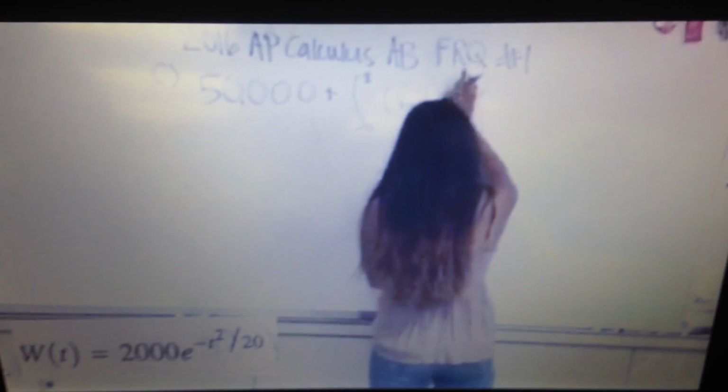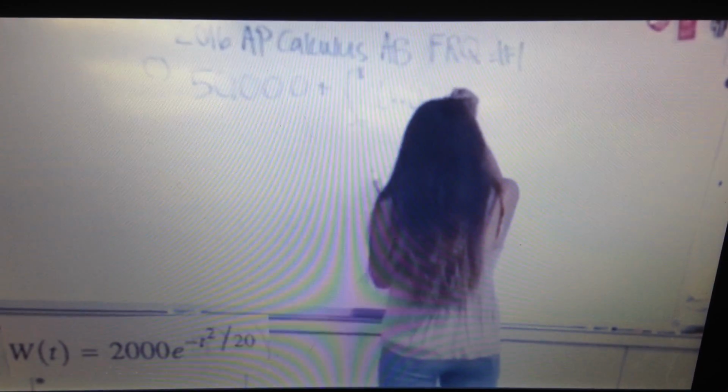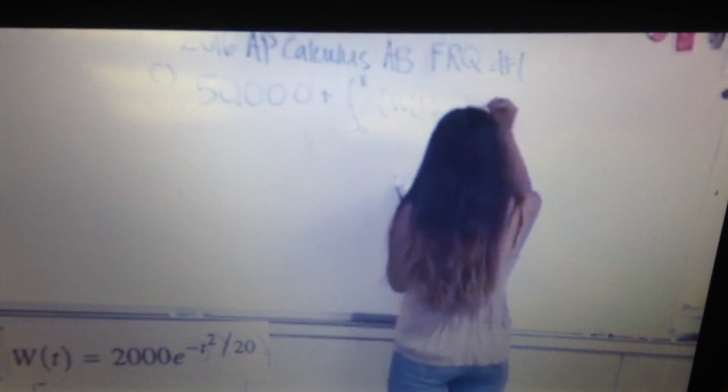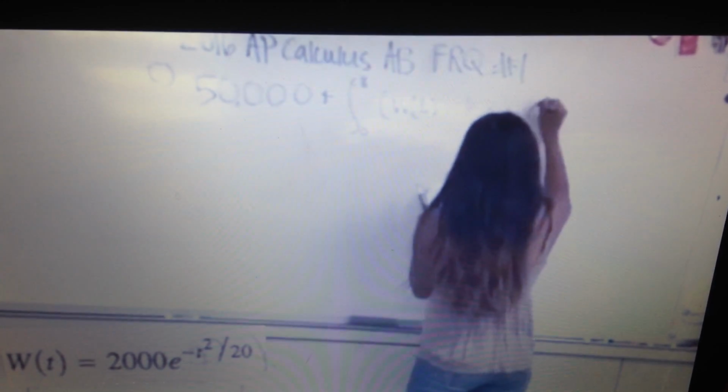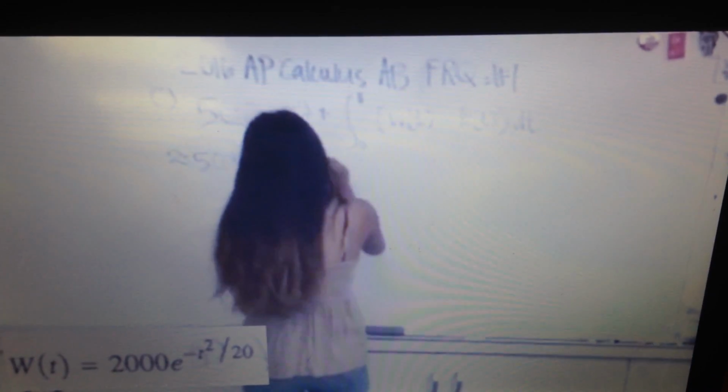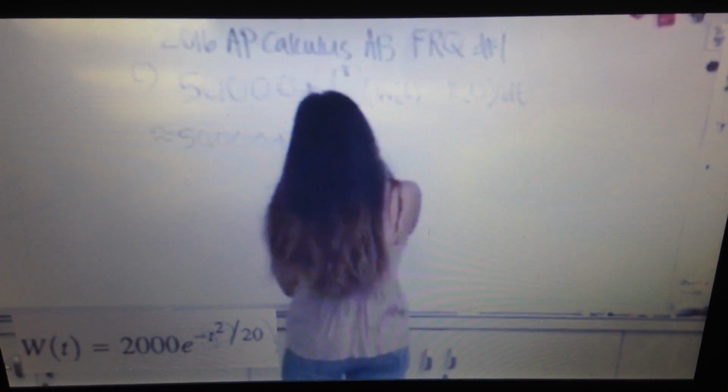Part C is asking for an estimate of the total amount of water in the tank at the end of 8 hours. At t equals 0, it is 50,000. So it is going to be 50,000 plus the integral from 0 to 8 of W of t minus r of t dt. Here is where the answer of part B comes in.